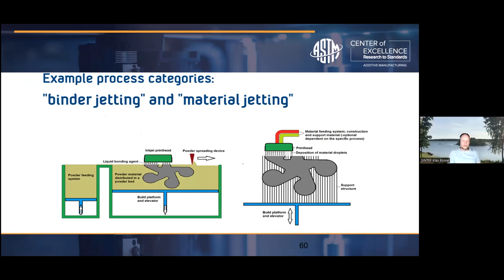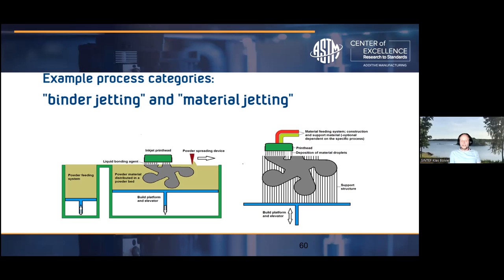For example, process categories, binder jetting and material jetting. Binder jetting was the original, the first so-called 3D printing process. You have a powder feeding system, and the powder is spread out in a build chamber, and you use an inkjet type printhead, which deposits a liquid bonding agent, which binds together a layer of the material and glues it. Then the elevator and platform will lower a little bit, spread a new layer, bond it together, do the next cross section, and so on.